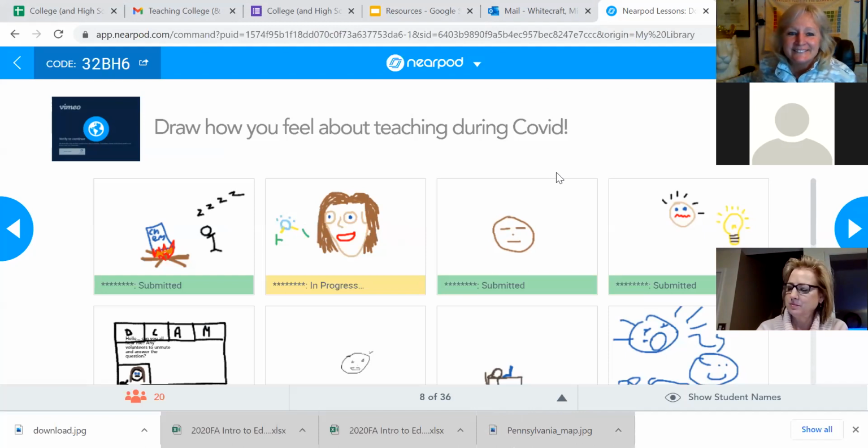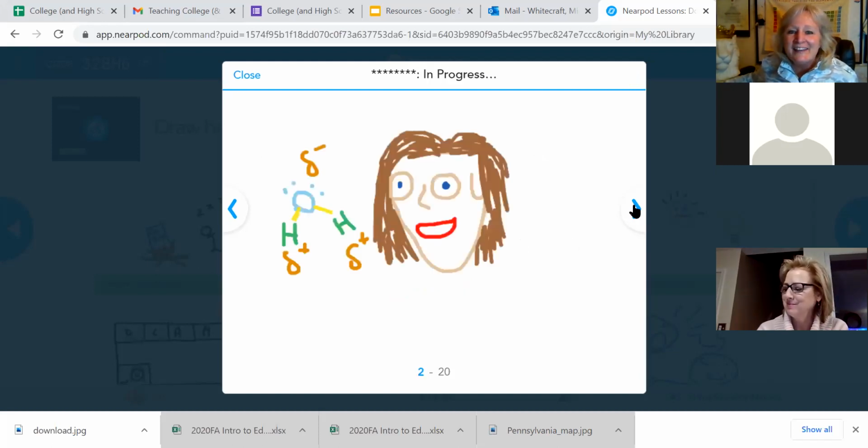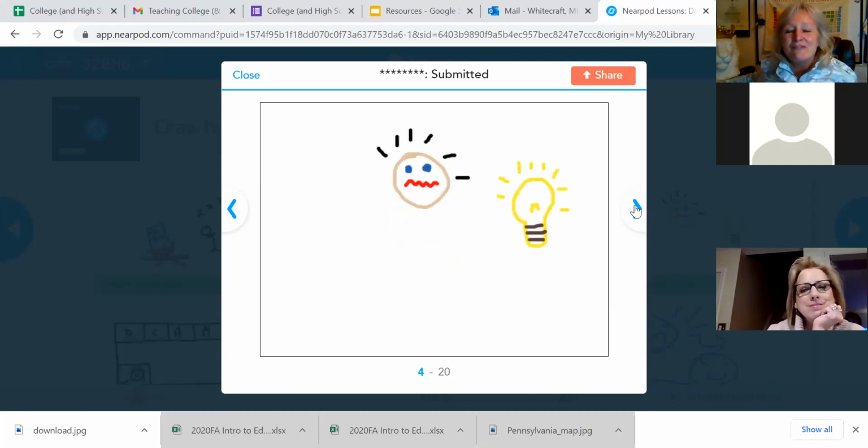Okay. So let's take a look at some of your drawings. Okay, people falling asleep. I usually let my students elaborate if I can't understand it. And look, a chemistry book or an assignment is burning. Okay, good. This looks pretty happy. Sleepy. Okay, frazzled.